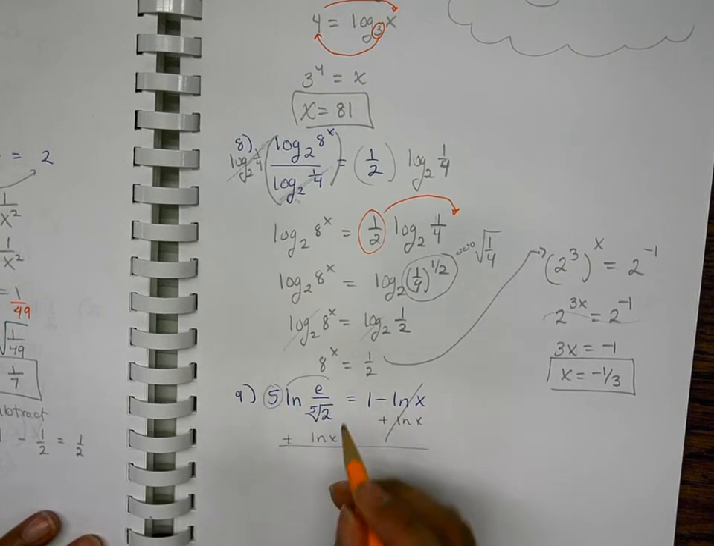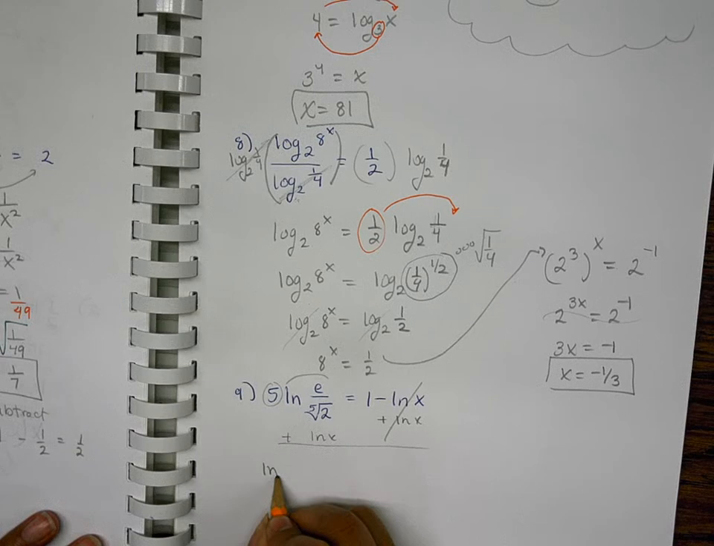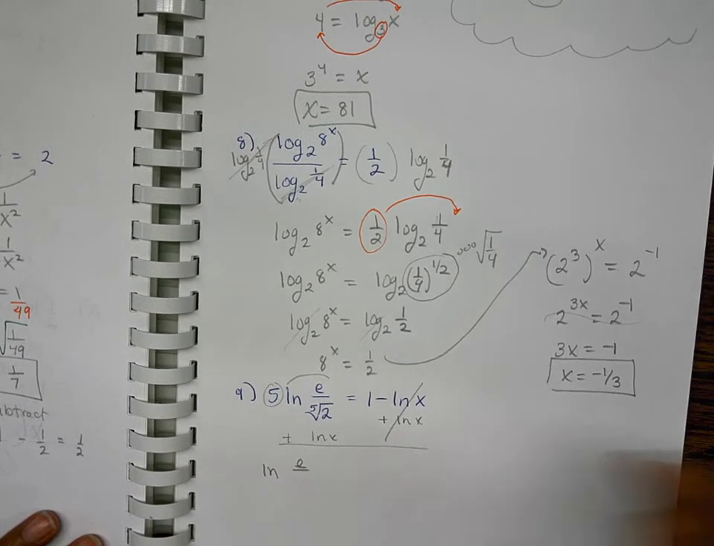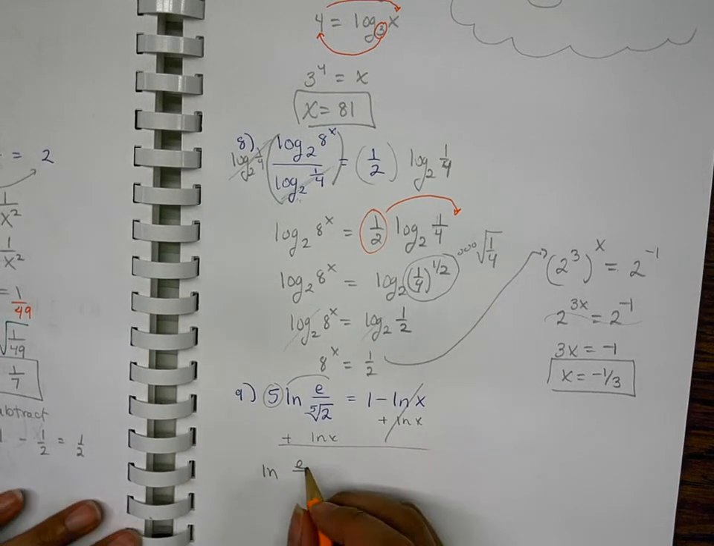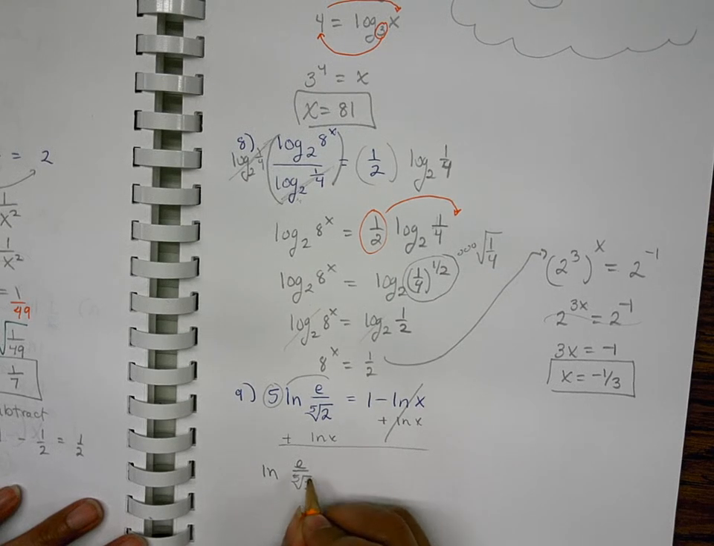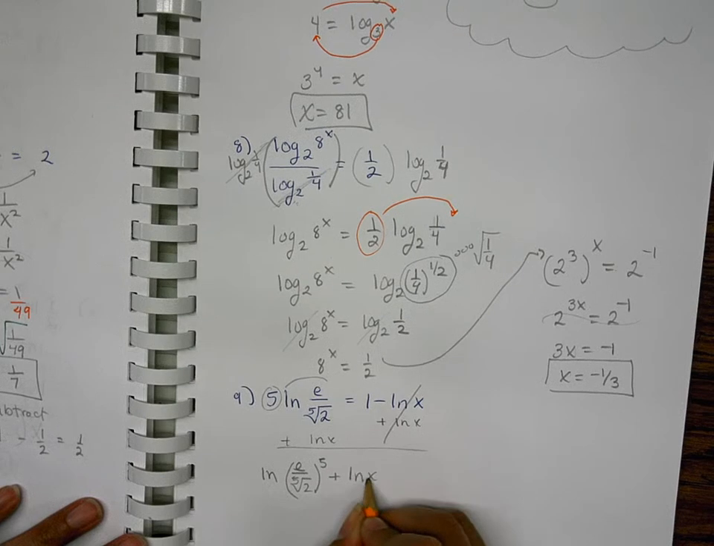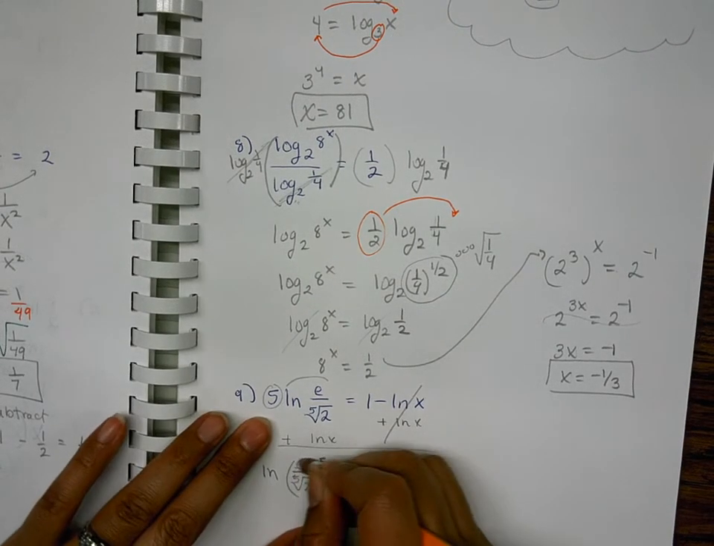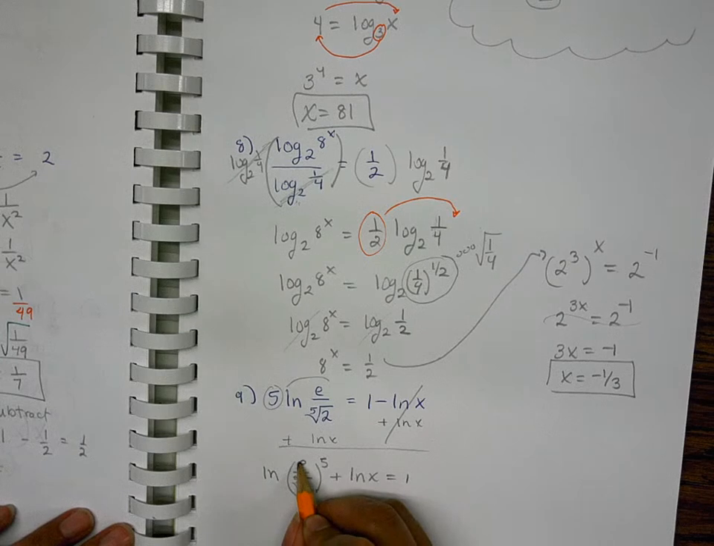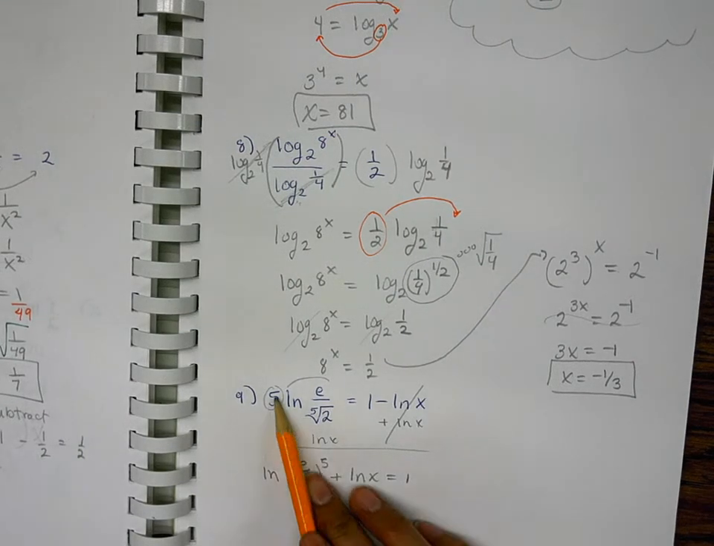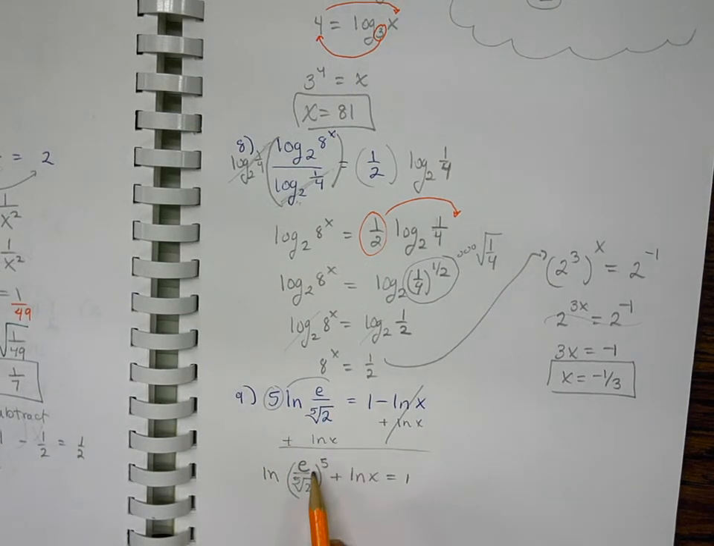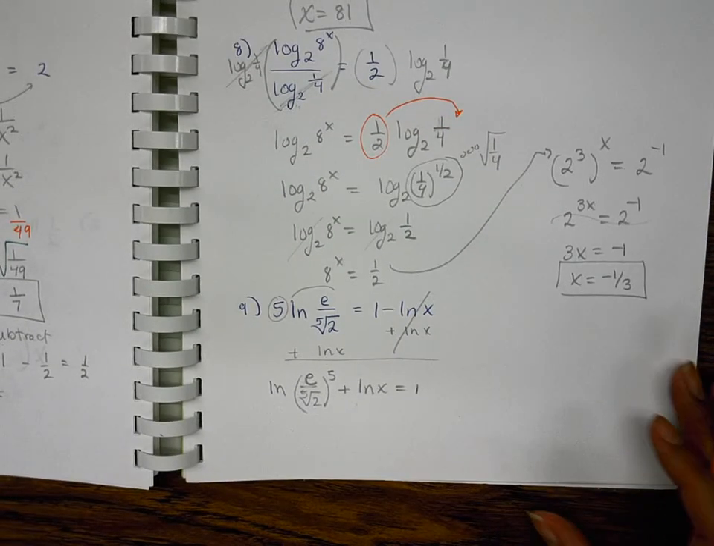And I'm also going to bring this up at the same time. So what I have is ln of e over the 5th root of 2, all of this raised to the 5th power, plus ln of x equals 1. So what did I do? I brought the 5 up to a power, because we always do that first. So e over the 5th root of 2 raised to the 5th power. I added the ln x, so it's plus ln of x equals 1.